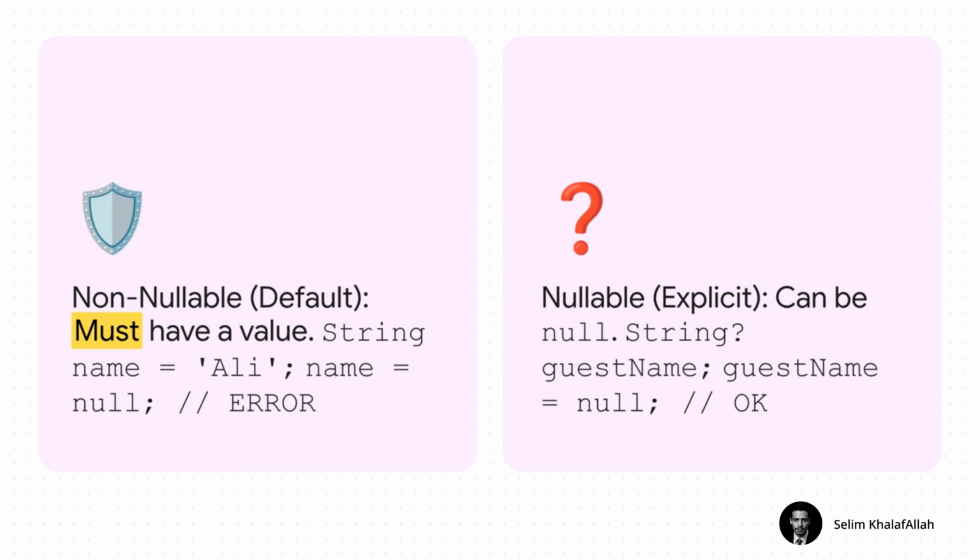And this slide shows the core idea brilliantly. In modern Dart, by default, every variable you make must have a value. It's not allowed to be null, period. If you try to make it null, you get an error.